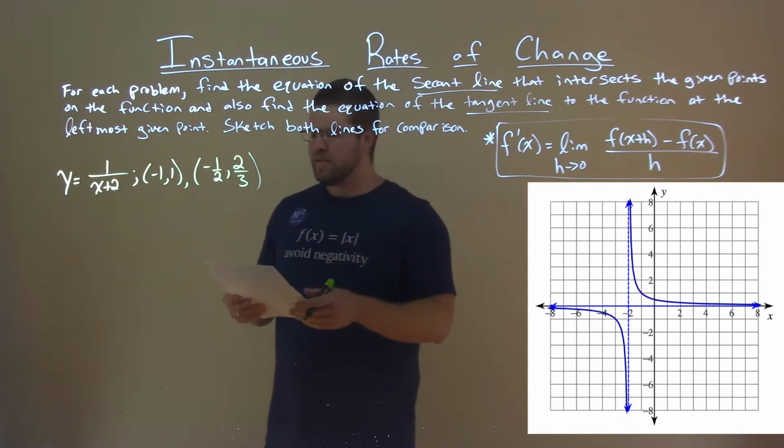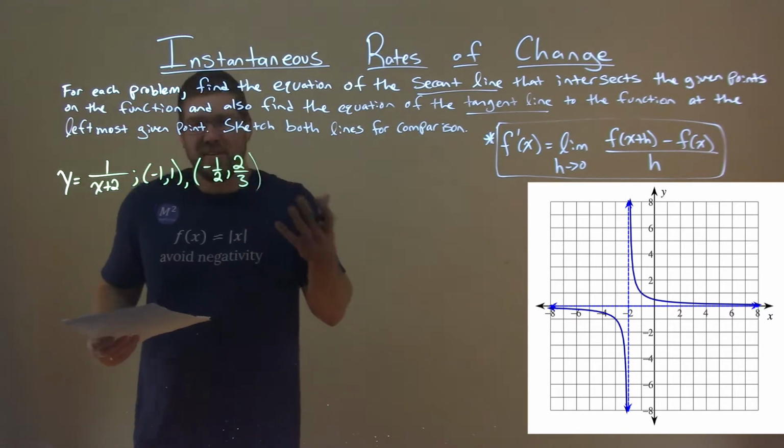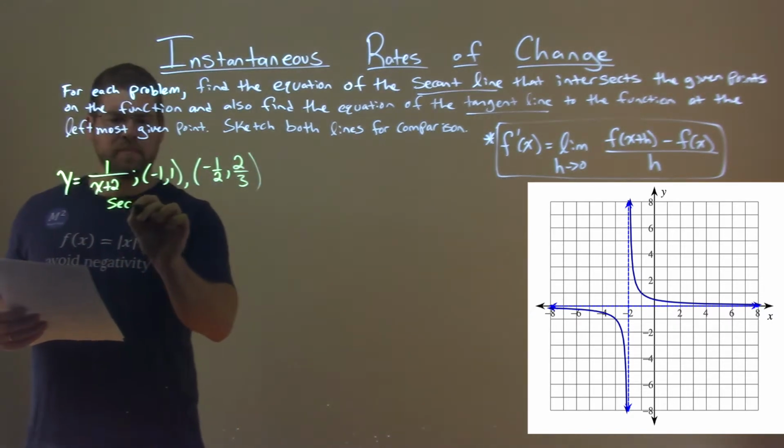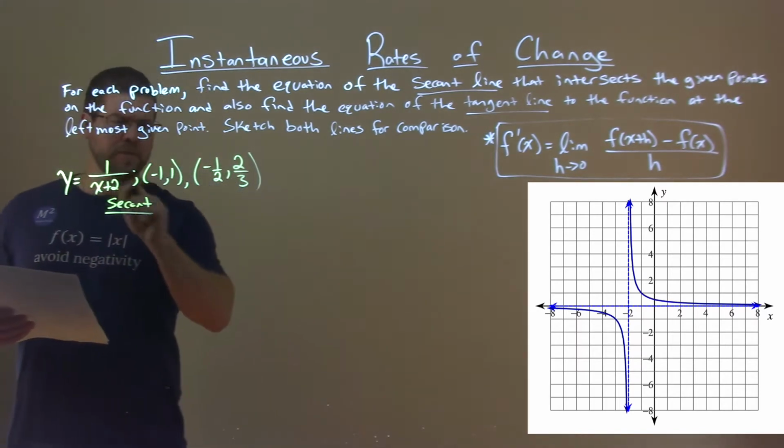Well, first let's go find the secant line. Now the secant line involves, well, we already have the point, so we have to find the slope, right? So let's go secant here. And basically it's just the equation between these two points, because they were given to us.